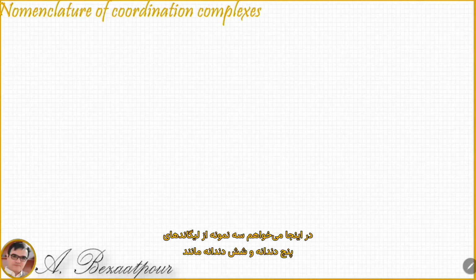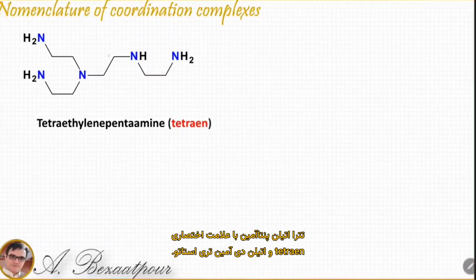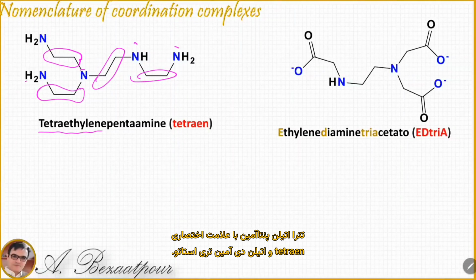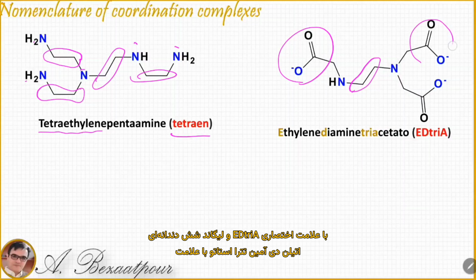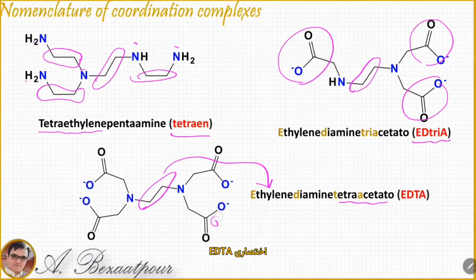Here I want to show three examples of penta- and hexadentate ligands: tetraethylenepentaamine with abbreviation tetraen, and ethylenediaminetriacetato with abbreviation ED3A, and the hexadentate ligand ethylenediaminetetraacetato with abbreviation EDTA.